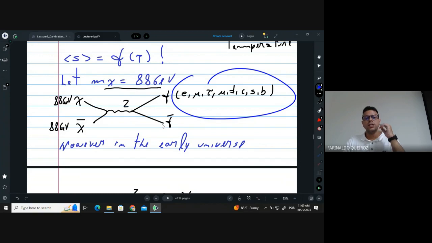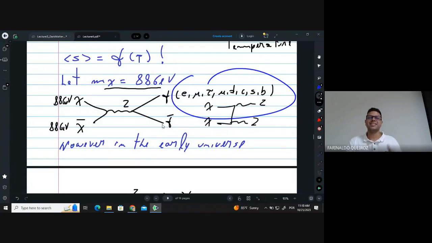So the annihilation, this annihilation here, that's the one that I want to emphasize. Chi chi bar going into ZZ does not happen. Agree with me? The Z boson is 90 GeV. Yeah. This process does not happen today. Right. Does not happen today, right? Okay. It does not happen today.